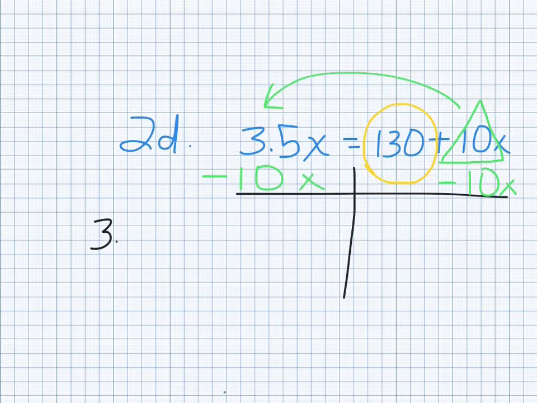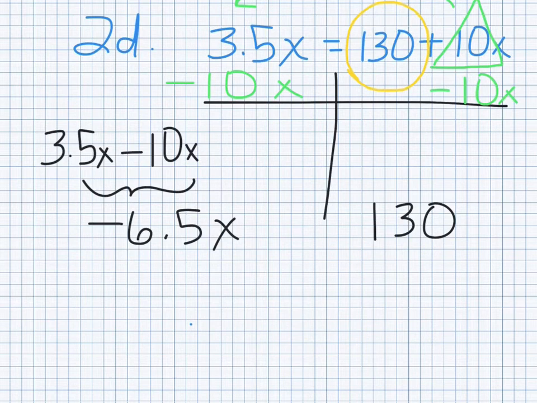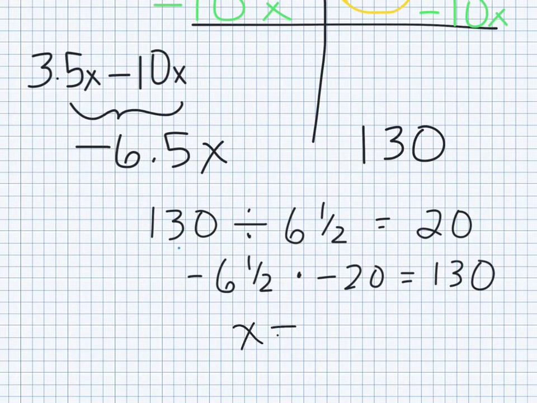So I have 3.5 pouches, take away 10 pouches. So 3.5 minus 3.5 is 0, so what's left would be 6.5 negative pouches, which total 130 coins. So then I can divide 130 by 6.5, and I get 20, which would become a negative 20, since a negative 6.5 multiplied by a negative 20 would give us a positive 130. So there are negative 20 pouches.